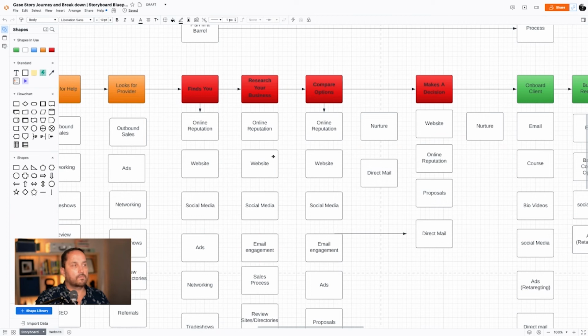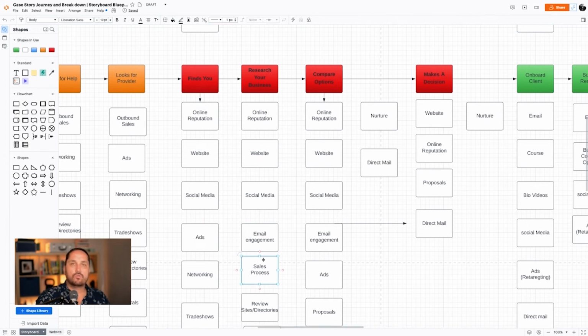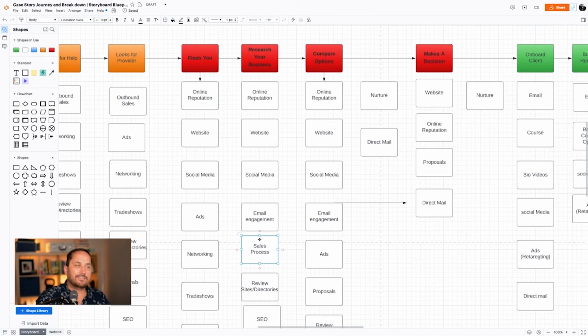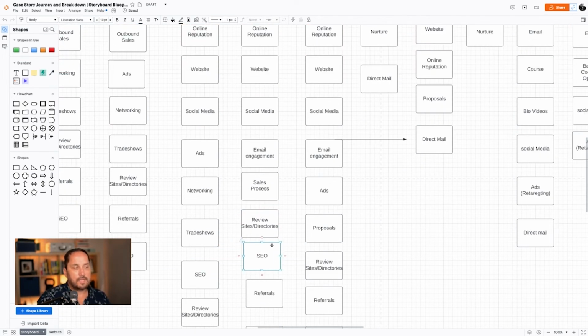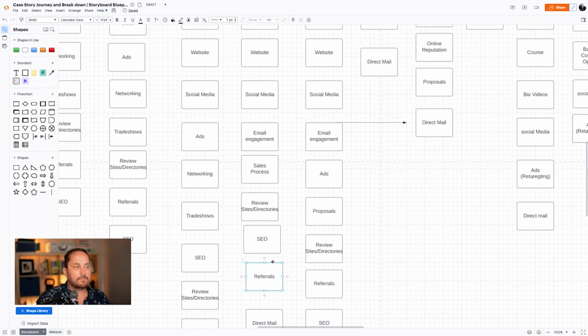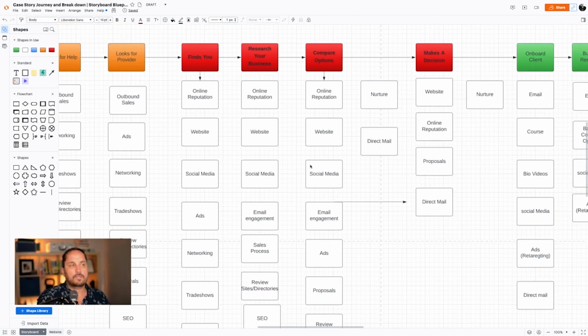And then once they start researching you, engage them with emails. Send them those customer stories. Have them baked into your sales process, into your presentations, into your email follow-ups. Once again, review sites, SEO optimized for your name. Send in more referrals, direct mail. Send them links to the customer stories. If you are surrounding these people with your customer stories and with stories just like them.